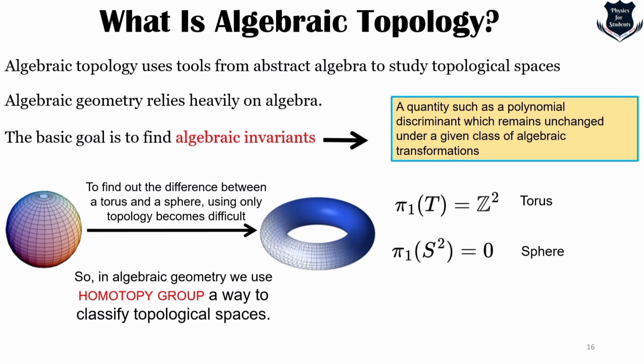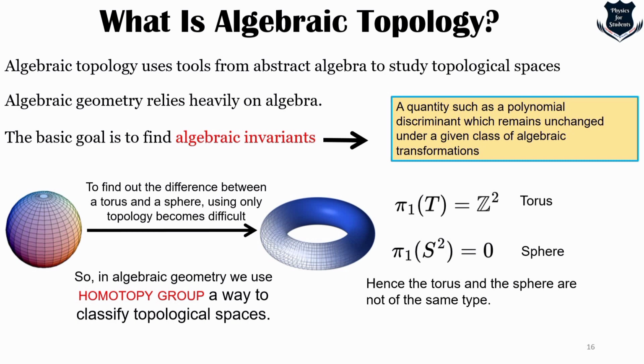So the first homotopy group of the torus is this one. On the other hand, the sphere S2 satisfies this. So if we use those homotopy groups, we are using a classification. We have classified the objects. An object which has one hole will be under category A, one which has two holes will be under category B, and so on. So homotopy group is a way of classifying those shapes.